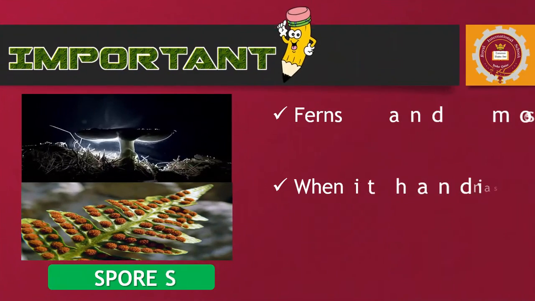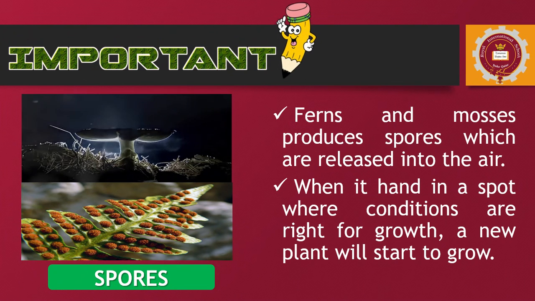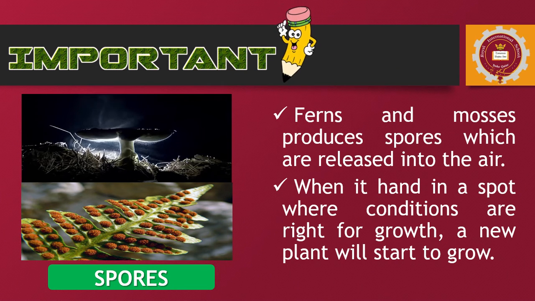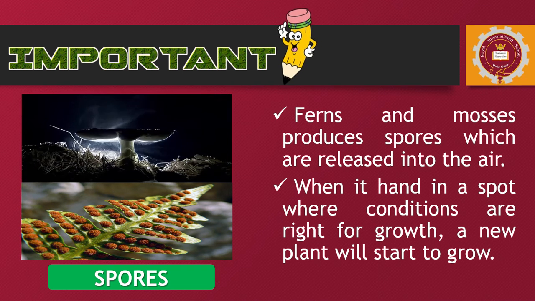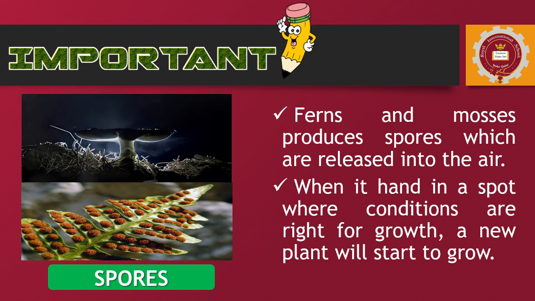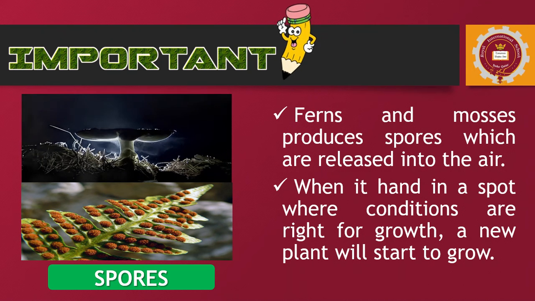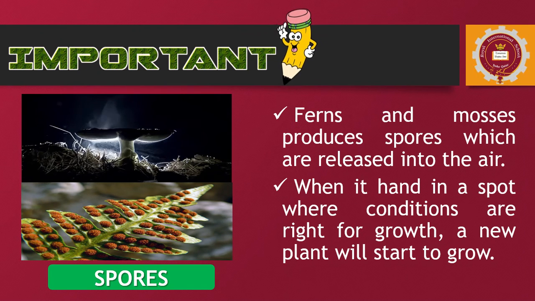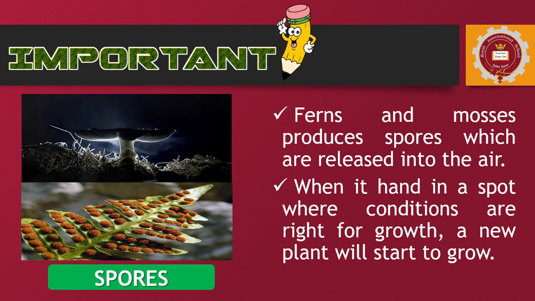Now let's see another part, that is spores. Spores are like small holes. Okay, so the ferns and mosses, these are the type of plants which produce spores, which are released into the air. If you can see the picture, it's an example of spores. Okay, when it lands in a spot where conditions are right for growth, a new plant will start to grow. So spores are like tiny holes. They actually help new plants to grow. They are present in ferns and mosses, these types of plants.